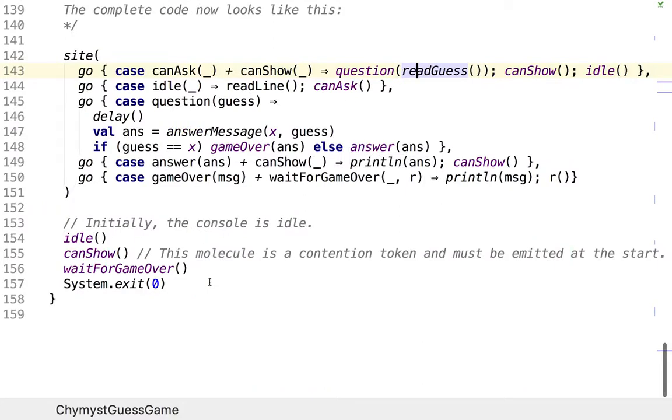So try to implement this in a different paradigm, and you'll see most likely that the chemical machine code is easier, shorter, and more correct by design. This ends the tutorial.